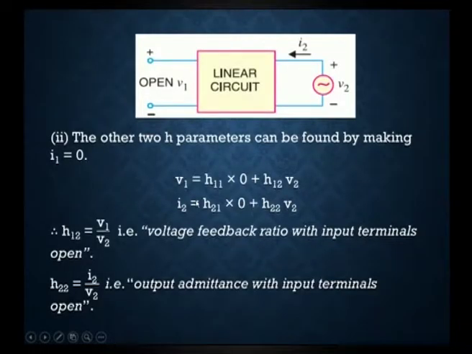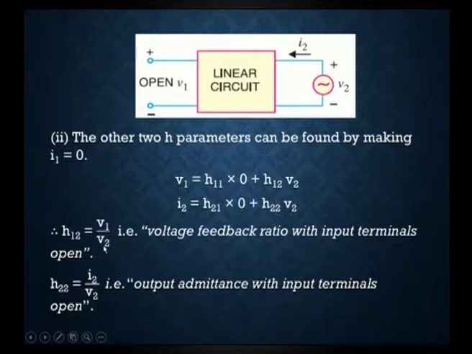Next, we need to find the other two parameters. For this, we need to change the circuit somewhat: we need to open circuit the input terminals. When we open these two terminals, I1 becomes 0. Again, we apply I1 equal to 0 to equations 1 and 2 as in the previous case. We get V1 is equal to H12 V2, and I2 is equal to H22 V2. From these two we will find H12 and H22.